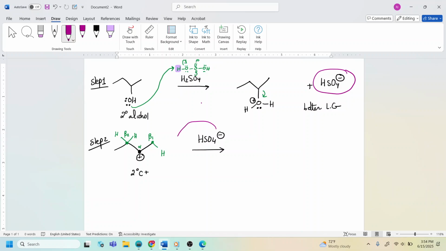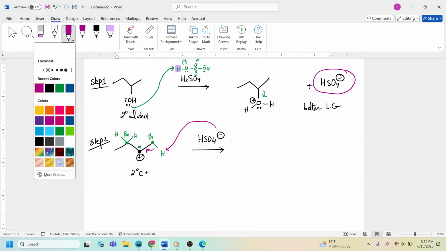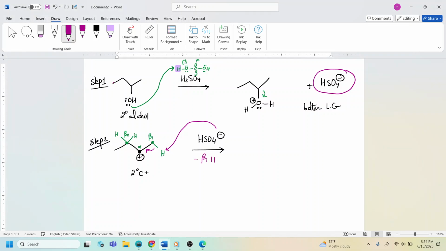So that base is going to come. This is how it does it. The base is going to come, take the hydrogen, and form a double bond. This is for beta 1. So if I take the beta 1 hydrogen, then my product is going to look like this. My double bond is going to be over here.